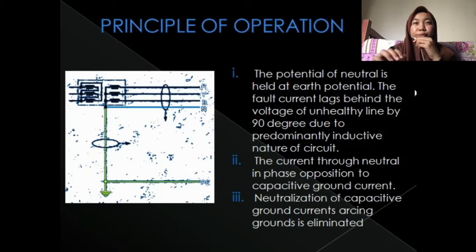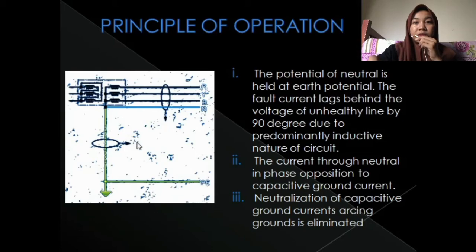And next, for the principle of operation of the earthing system, the potential of neutral is held at earth potential. The fault current lags behind the voltage of the LT line by 19 degrees due to the predominantly inductive nature of the circuit. So the current through neutral is in phase opposition to the capacitive ground current.